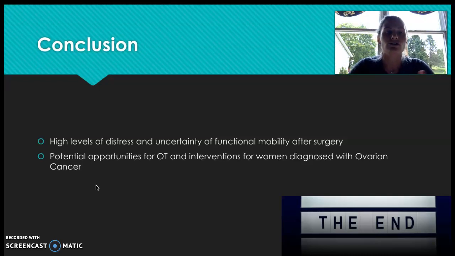Past studies have also shined some light within this research to put together, again, more interventions for women coming out of their surgery so that they can get their basic activities of daily living back to normal as much as possible.